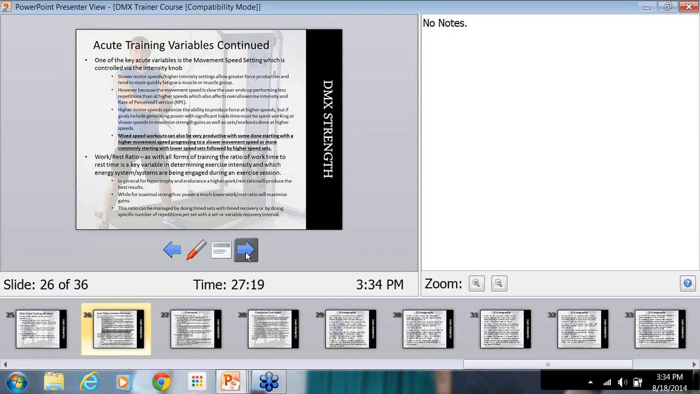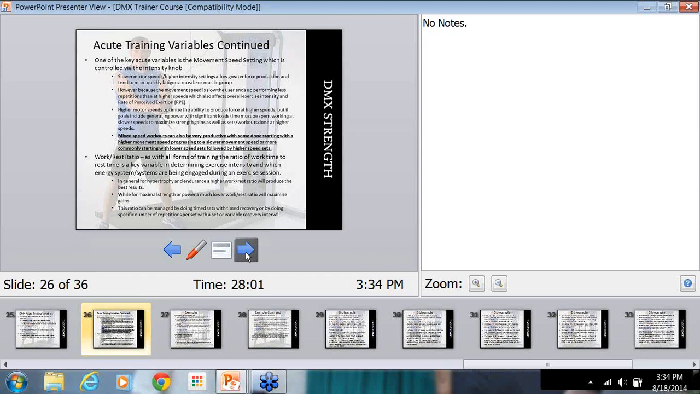Work-rest ratio. As with all strength training, it's a very, very important way to manipulate the stress and the progression of training. It's a key variable, and it determines what energy systems are being engaged during an exercise session. In general, for hypertrophy and endurance, a higher work-rest ratio will produce the best results. So that means minimizing rest, more work, less rest. We're going to focus more on endurance and hypertrophy. Now, if we're looking for maximal strength or power, we're going to flip that on its head. We need a lot of recovery, so the work-rest ratio is going to be much, much lower when working on maximal strength or power.